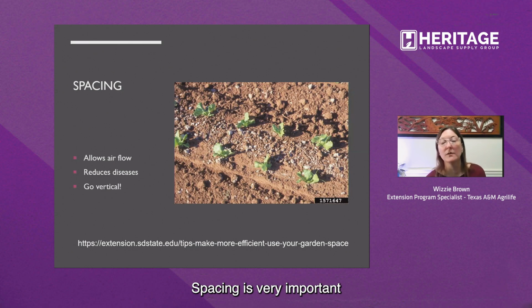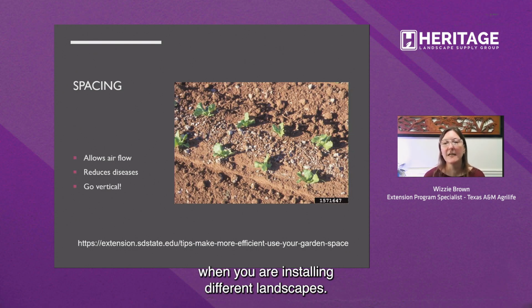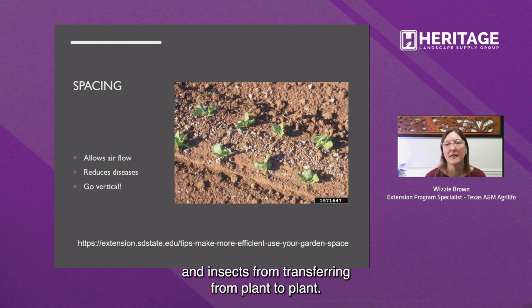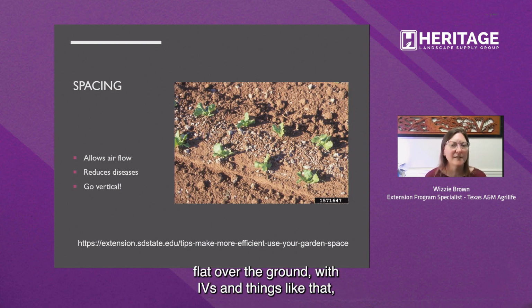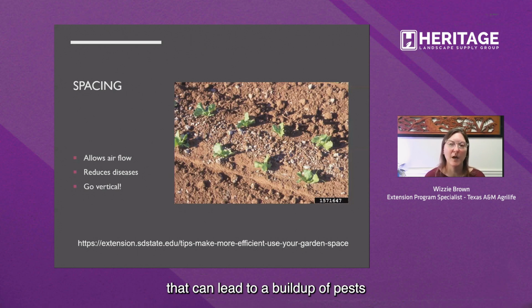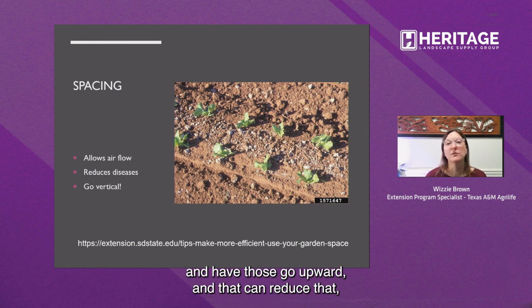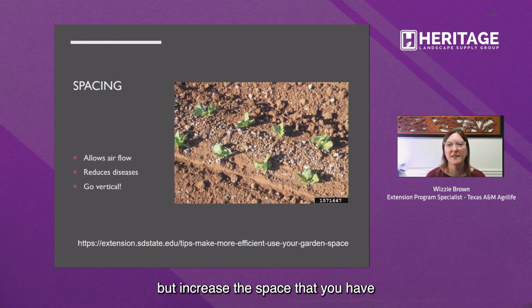Spacing is very important when you are installing different landscapes. This is going to allow airflow, and it can also reduce diseases and insects from transferring from plant to plant. So a lot of times, if you have things kind of trailing over the landscape, flat over the ground with ivies and things like that, that can lead to a buildup of pests because that's a good shelter location or a good place for them to hide. So you can put in trellises and have those go upward, and that can reduce that, but increase the space that you have for those plants in the landscape.